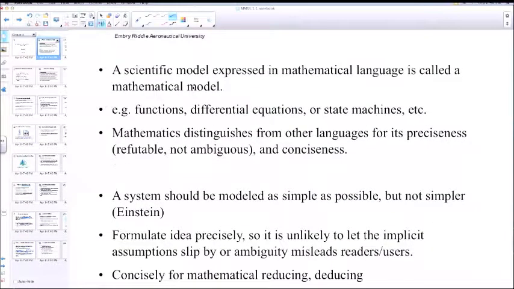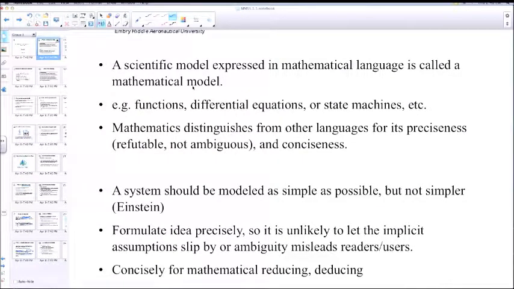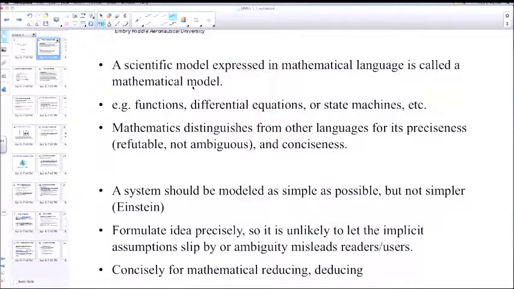So we talked about a scientific model. Now, what is a mathematics model? Well, any scientific model, if you express it in mathematics language, is a mathematics model. Be honest, it's hard to find any scientific model that is not represented in mathematics language. That just shows your field is still too immature, shallow. So for mathematics models, you can think about functions, differential equations, graphs, state machines.